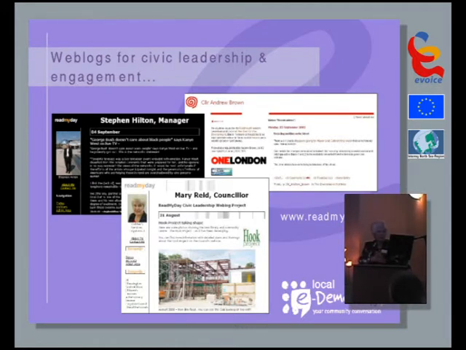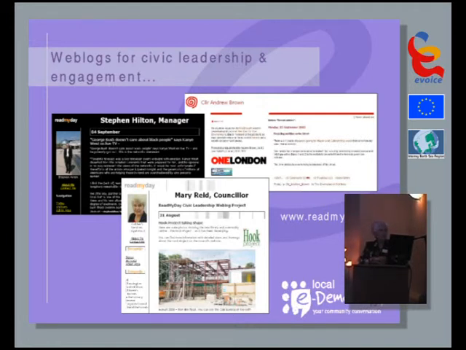And you can see there's one of mine there at the front, where I was recently blogging about probably the most exciting project that's been going on in my ward, which is building of a new community centre. And I've been providing a sort of photo record of that and updating people on what's going on. But in fact, I write about all sorts of things.